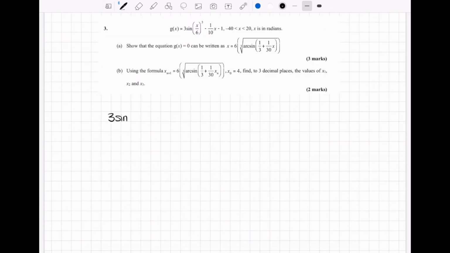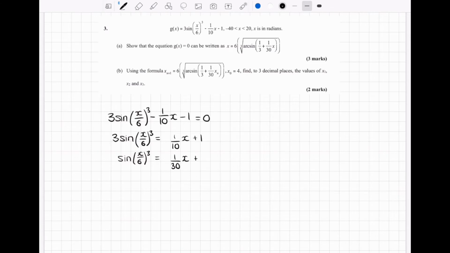Question number 3. First of all, we've got to rearrange this equation for x. So there are two x's in this equation. The most important thing to get right at the start is which x you're rearranging it for. So I've got 6 times the cube root of arcsine, so I'm going to rearrange it for this x over 6 all cubed in the sine part.